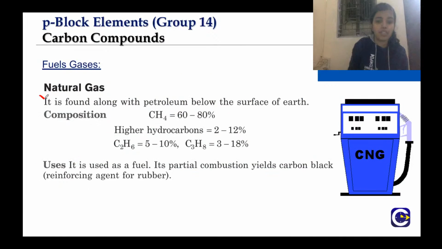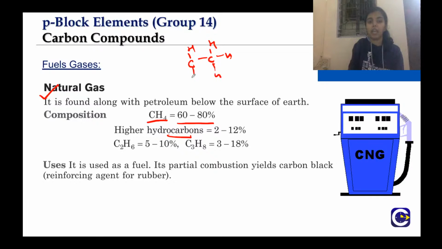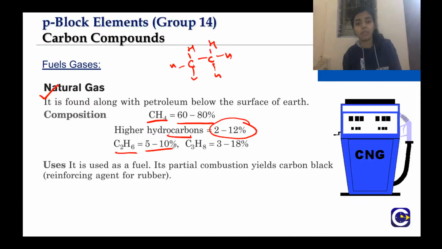Now coming on to natural gas, what is the composition of natural gas? Methane is 60 to 80%. Hydrocarbons, which are compounds of carbon and hydrogen, like ethane, methane, propane, butane, and so on, are 2 to 12%. Ethane is 5 to 10%, and propane is 3 to 18%. This ethane, propane, I guess you have learnt in your 10th class also. So this is the composition of natural gas.